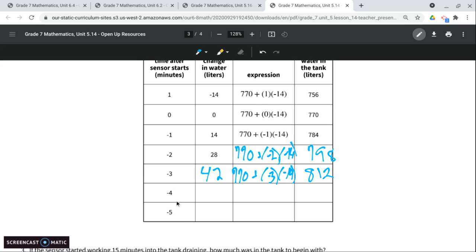For negative 4 times negative 14 is 56. So 770 plus negative 4 times negative 14, which is going to give us 826. And then negative 5 times negative 14 is positive 70. So 770 plus negative 5 times negative 14, which will give us 840.